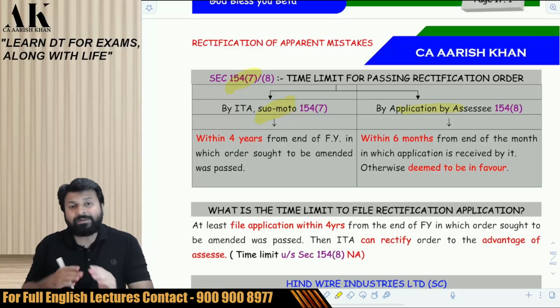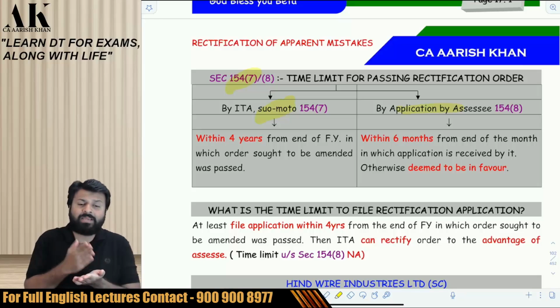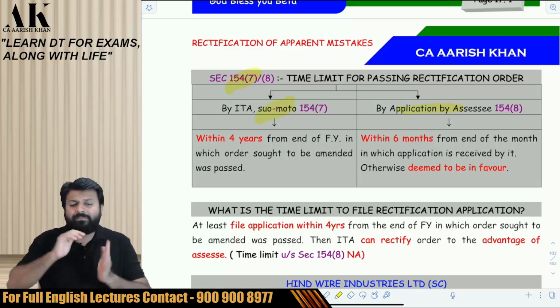Secondly, if an assessee makes an application, then the department has to act slightly faster. That is within how much time? Within 6 months from the end of the month in which the application is received.